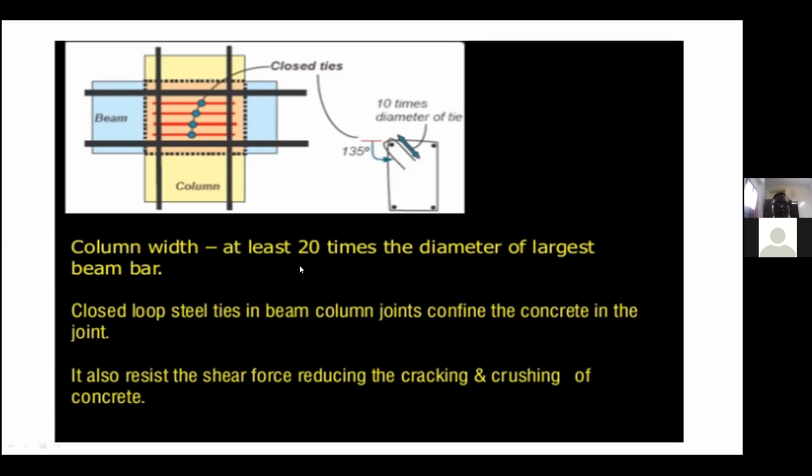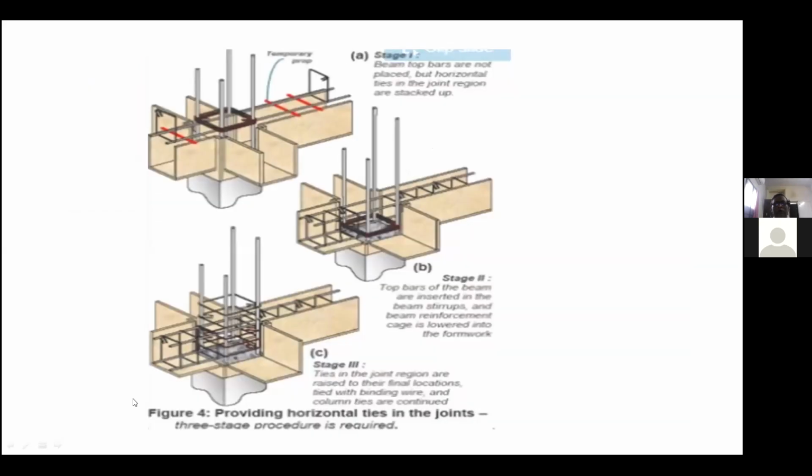The column width should be at least 20 times the diameter of the largest beam bar. Closed loop steel ties in beam column joints confine the concrete joint and also resist shear, reducing the cracking and crushing of the concrete. That is the essence. Now here, the construction stages 1 to 3 are explained.